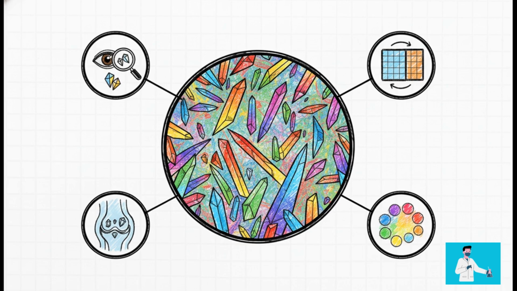And this isn't just for making pretty pictures, it's a super powerful diagnostic tool. A doctor can identify the painful urate crystals that cause gout in a patient's joint fluid simply by seeing their characteristic bright glow under the scope.